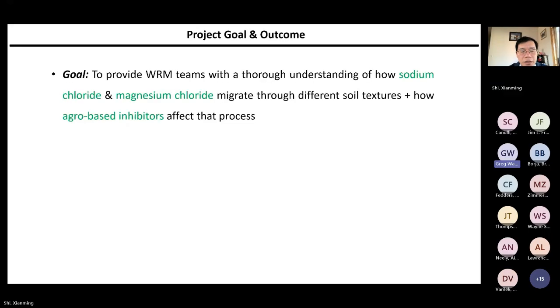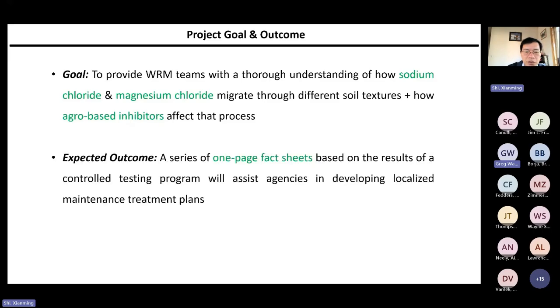So the goal of this project is to provide winter road maintenance teams with a thorough understanding of how sodium chloride and magnesium chloride migrate through different soil textures and how agro-based inhibitors affect the process. At the end, we expect to produce one-page fact sheets based on the results of a controlled testing program that would assist agencies in developing localized maintenance treatment plans.